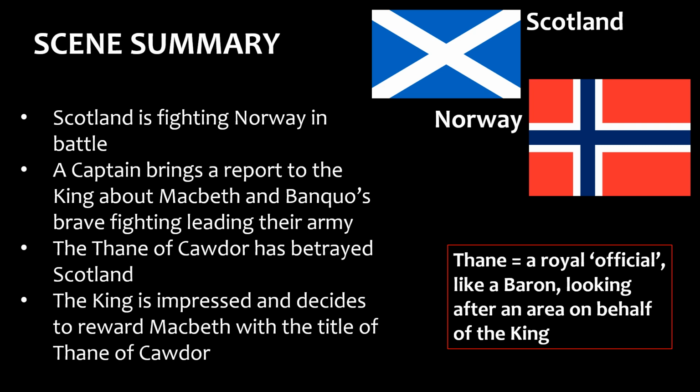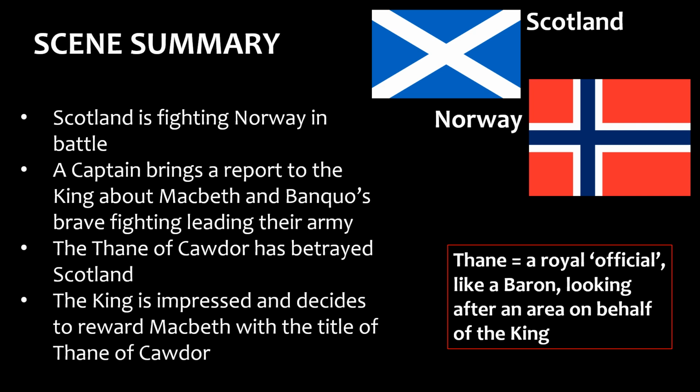You might wonder who a Thane is. So a Thane, as I put in the box there, is like a royal official, a bit like a baron. They would have been in charge of looking after areas of the country, because a king can't be everywhere at once. So he has trusted people he puts in charge of different areas. One of those areas in Scotland is Cawdor. So the Thane of Cawdor has betrayed Scotland. He's been working with the Norwegians to try and overthrow the king.